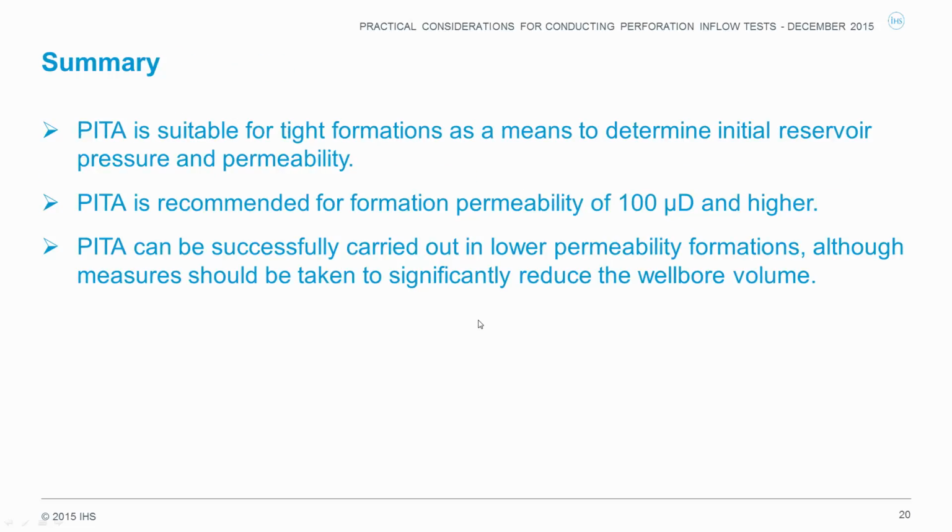In summary, I can say that PITA is a suitable well test for tighter formations as a means to determine initial reservoir pressure and permeability. It's highly recommended for formation permeability of 0.1 millidarcy and higher. However, it can also be successfully carried out in lower permeability. Steps should be taken in that case to significantly reduce the wellbore volume, and the lower the permeability gets, the higher the risks of obtaining an unsuccessful test. So planning and careful consideration of all factors becomes extra important.